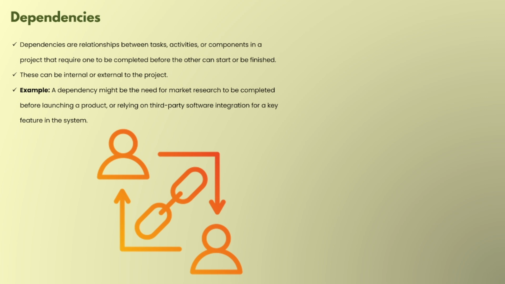Well, dependencies can be external or internal to the project. Well, we need to understand it very carefully. Some dependencies are within our team or project. We will call them internal, and others involve outside parties. We call them external dependencies. Well, for that we'll take one example. Waiting for feedback from another department is internal.